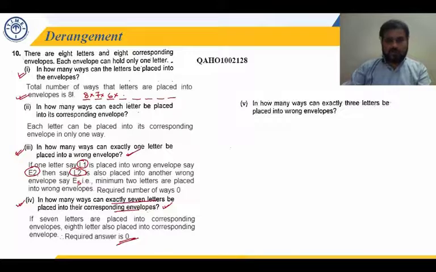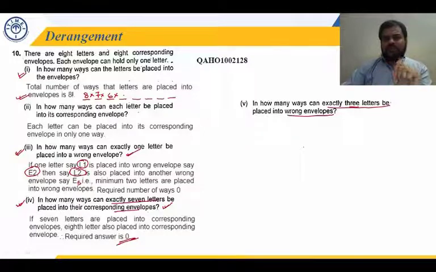Okay. Now, till now we did not need the formula for derangement. Now we will need that. The fifth part of this question says, in how many ways can exactly 3 letters be placed into wrong envelopes? So now here comes the question on derangement. You have to place exactly 3 letters into wrong envelopes. Now see, if the question had been to place all the 8 letters into wrong envelopes, it was as easy as saying, apply the formula for D8.